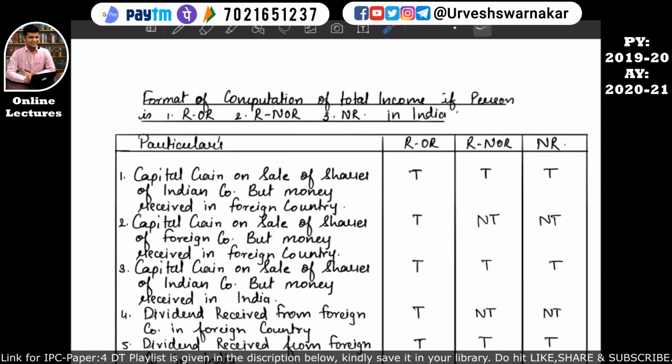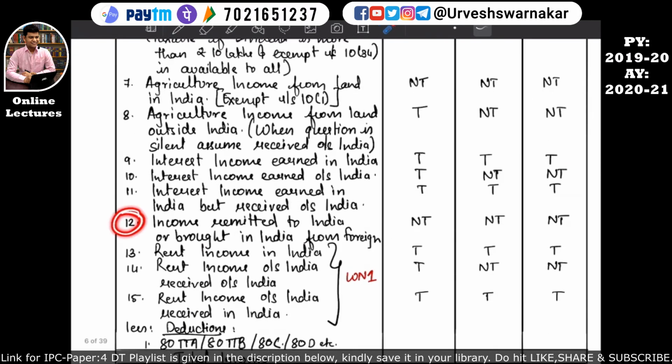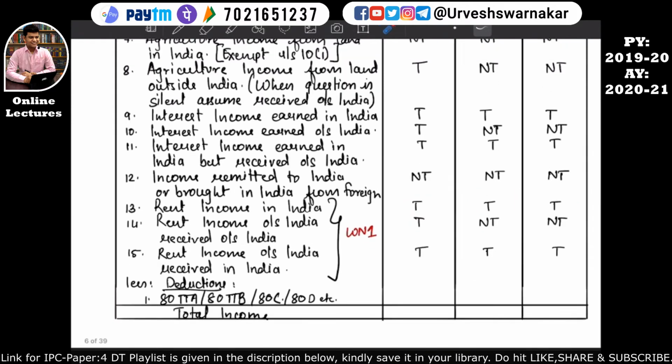But in this point number 12, what is the case? Income is remitted to India or brought into India from foreign. That means it has not been earned in India, so it will not be taxable to any of the individuals, that is resident ordinary resident, resident non-ordinary resident, or a non-resident. I hope this is quite clear to you all. So let's move on to point number 13.